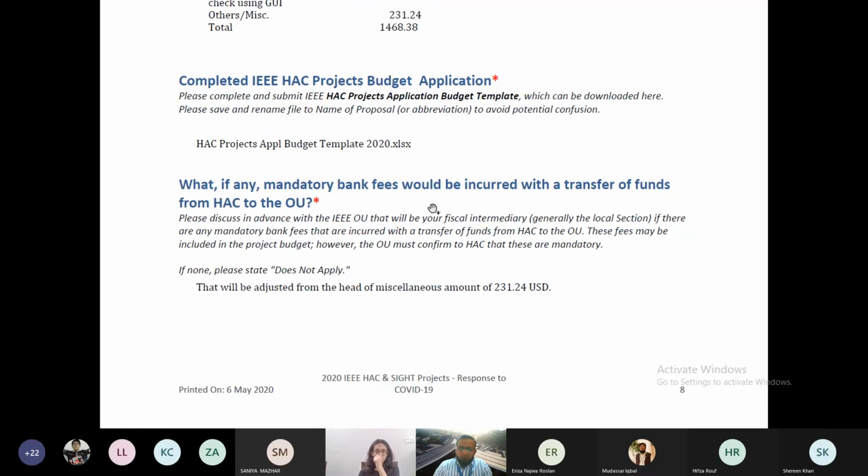What about any mandatory bank fees, since the amount is coming from the US? Are there any charges like currency conversion and international bank transfer charges? You can count the same within the budget, or you can exclude that particular transaction amount. What I said was that it will be adjusted from the head of miscellaneous amount.